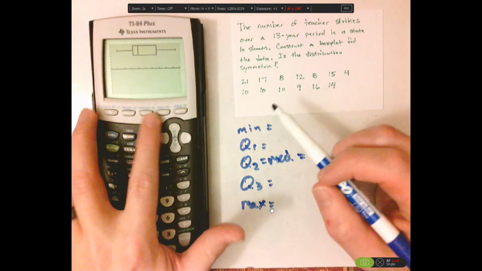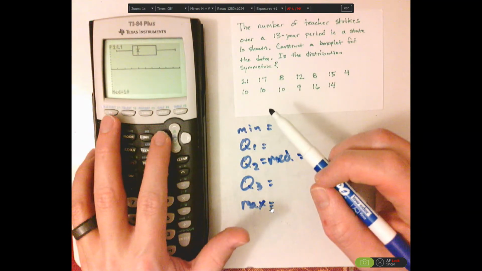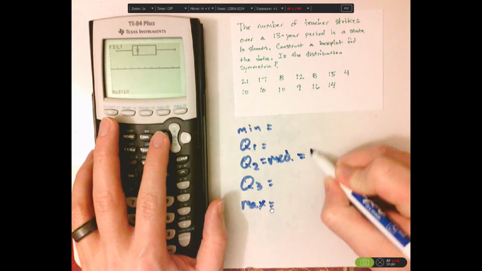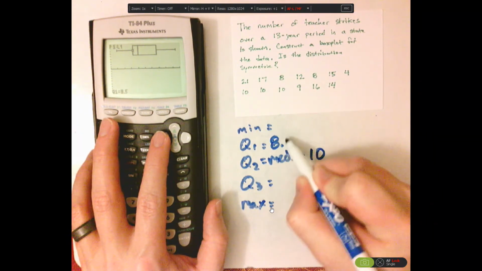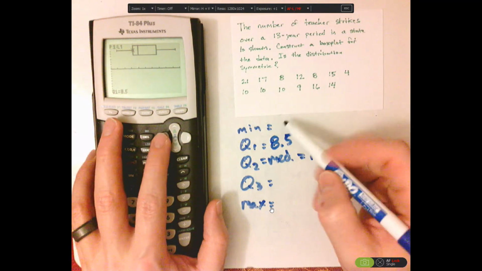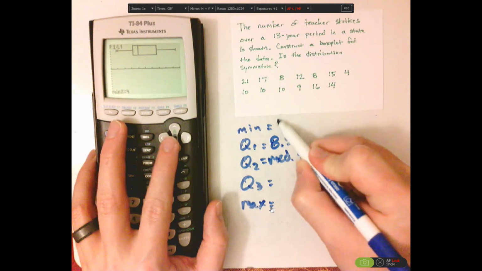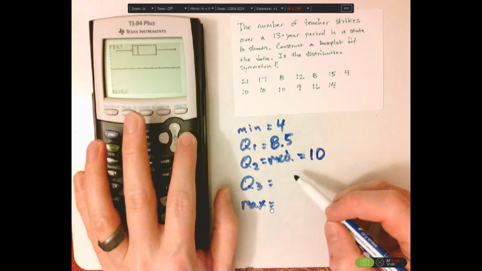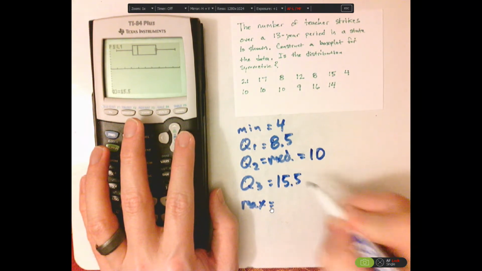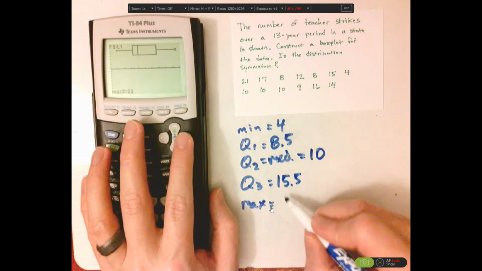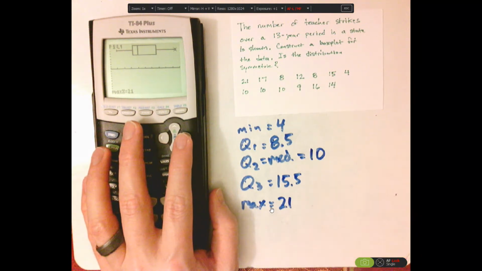So let's hit the trace button. There's our median. Our median is 10. 8.5 for our first quartile. And then our min is 4. Let's see where our third quartile is, 15.5, and then our max is 21.